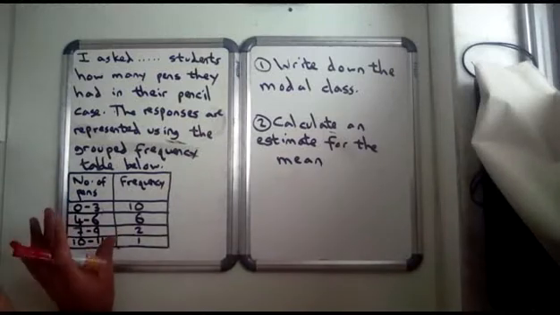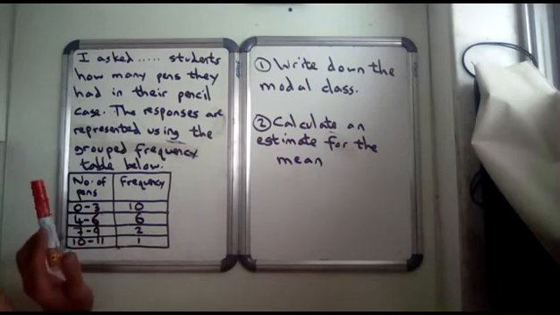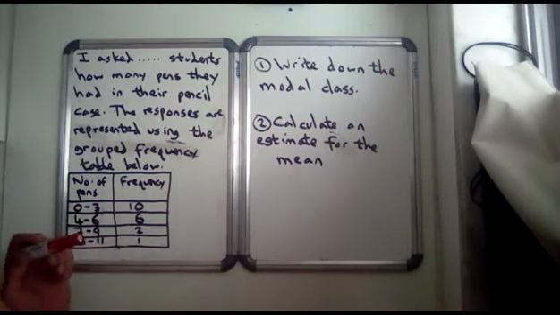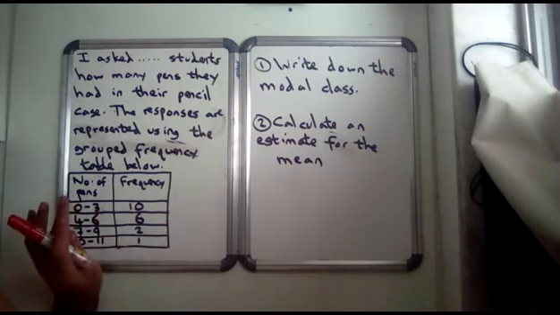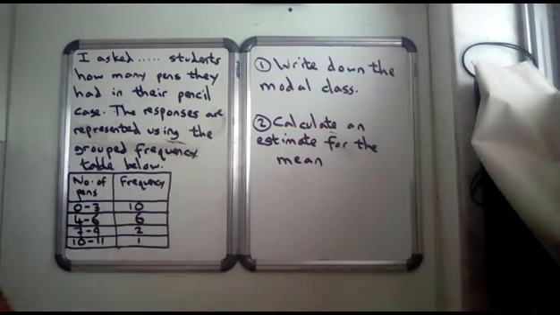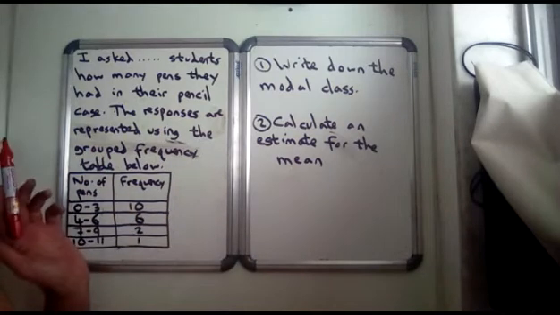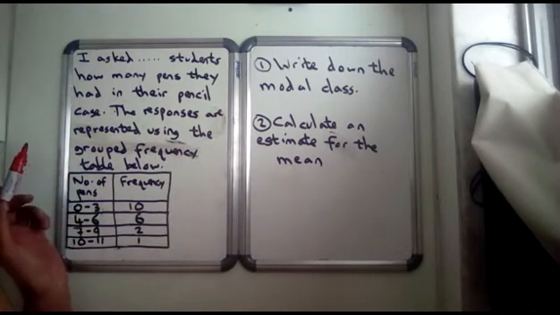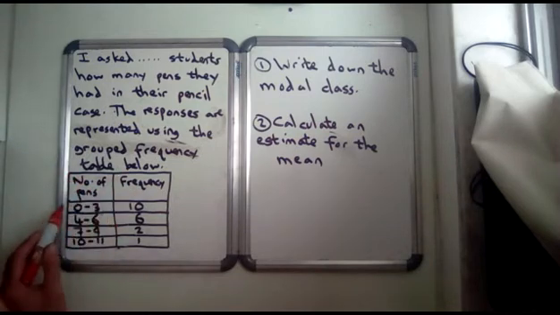We've got a grouped frequency table. In this case it's discrete data, and we're going to write down the modal class, and we're going to calculate an estimate for the mean. So I asked students how many pens they had in their pencil case. The responses are represented using the grouped frequency table below.